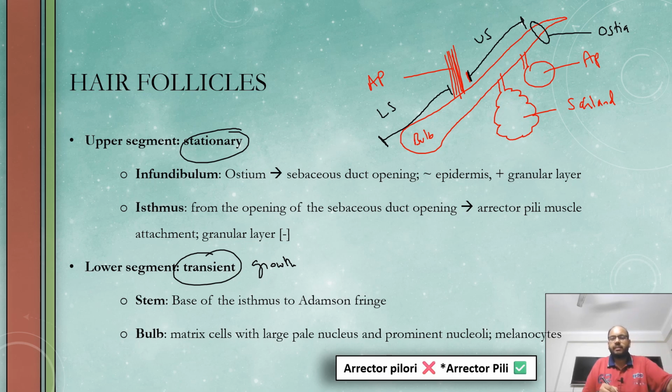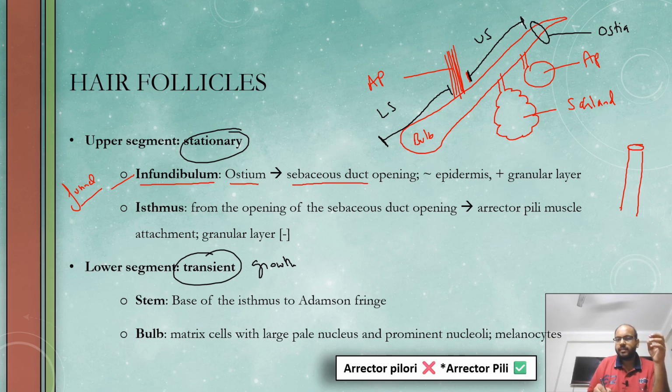Now, the further partition of hair follicles is as follows. You have the infundibulum. Infundibulum means funnel. If you look at the ostia and then from here look at the hair, it looks like a funnel or an inverted funnel, and that is known as the infundibulum. The infundibulum is the part of the hair follicle that starts from the ostia and extends to the sebaceous duct opening. So let me change the color again. From the ostia to the sebaceous gland is the infundibulum.